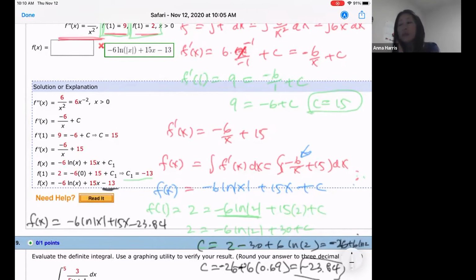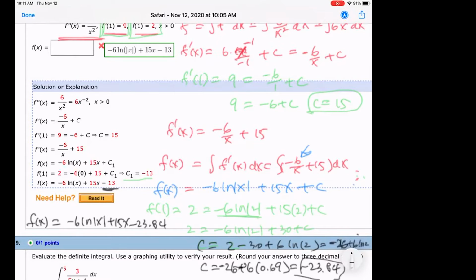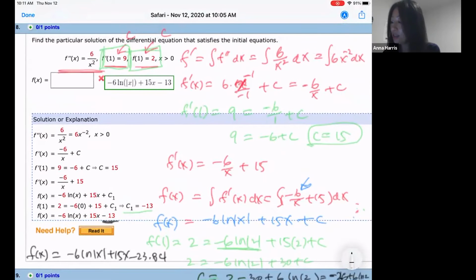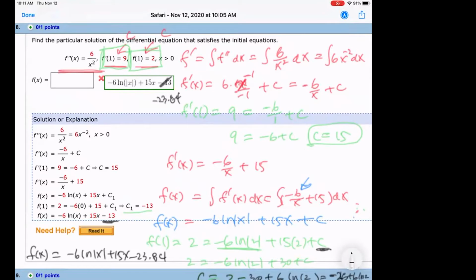Okay, and so maybe that's why you got it wrong, Shalia, Bernice? Yes, ma'am. Correct. So no, when you figure out that c is not equal to negative 13, so this is incorrect. That should be negative 23.84. Is that why you got it wrong? I think so, because I tried to do it like this and my answer was not right.